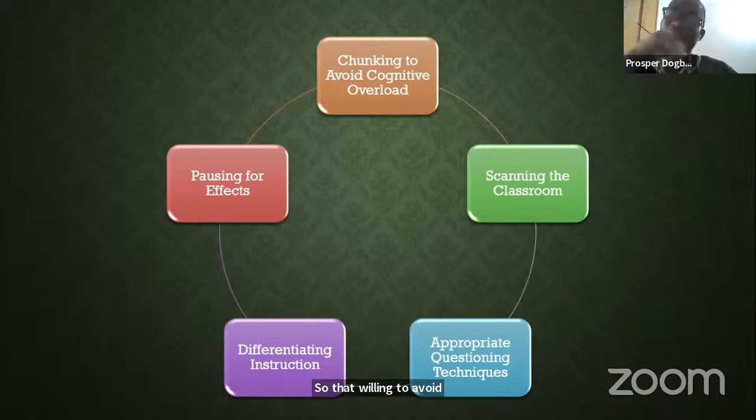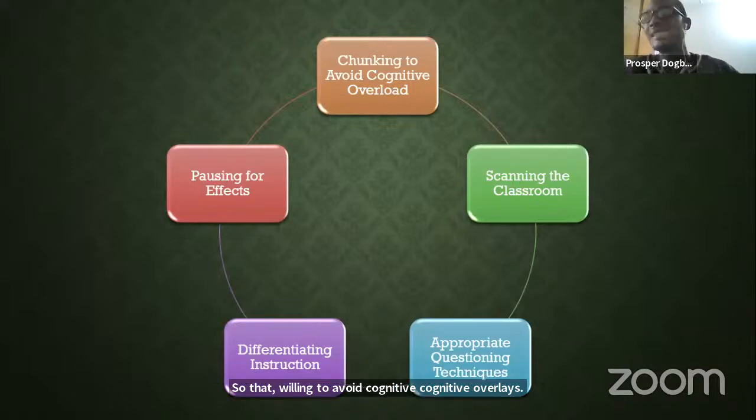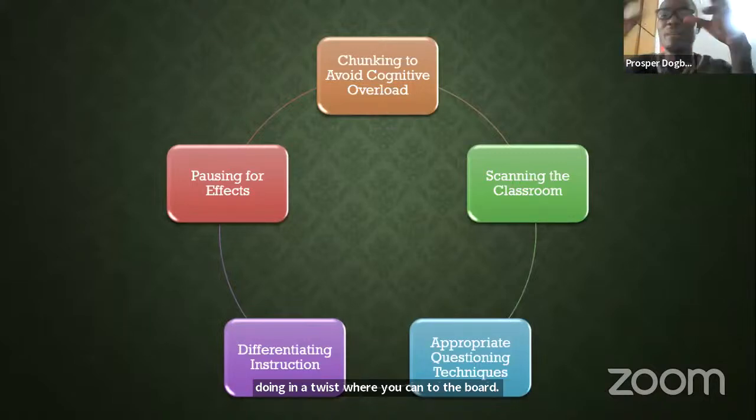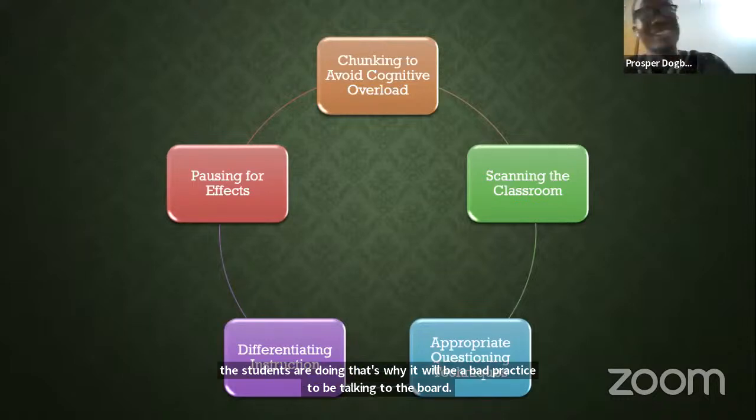Then, as a good teacher, one skill you need to acquire is your ability to scan the classroom. At every point, you should be able to identify your students wherever they are seated, observe their activities, know what they are doing at what particular time. When you turn to the board, what happens behind you? You should be able to gather information about everything that the students are doing at every particular time. That is why it will be a bad practice to be talking to the board. How will you know who is listening, who is not listening?